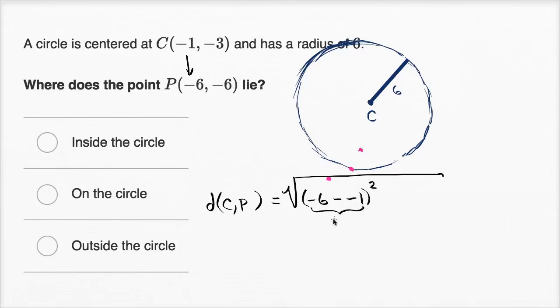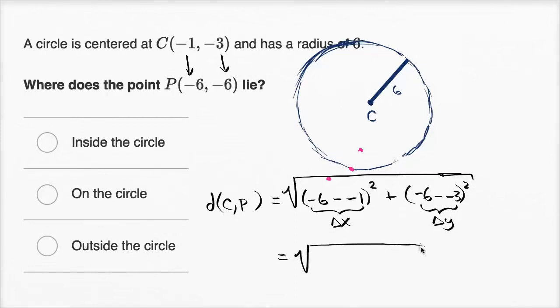So what we have inside here, that is change in x. So we're taking our change in x squared, and then plus our change in y squared. So we're going from -3 to -6. So our change in y is -6 minus -3. -6 minus -3, and we're going to square everything. So that is our change in y inside the parentheses, and we're going to square it. So this is equal to -6 plus 1 is one way to think about it. So this is -5 squared, and then this is -6 plus 3, so plus -3 squared.